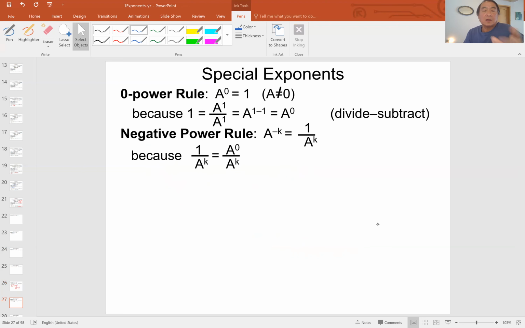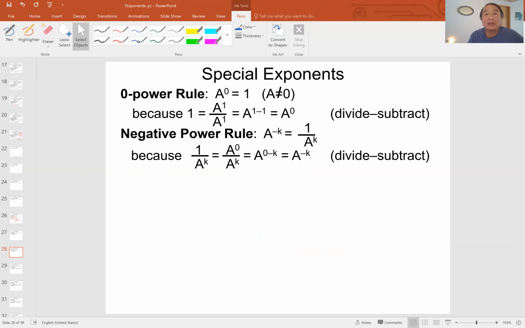Why? Well, because if I look at the flip of a to the power k, 1 is a to the 0. So I can write that as division in base a, and according to the division, I subtract the exponent. So 0 minus k is the exponent, and that's why I get negative k power. So read this backward. Negative k means it came from 1 divided by a to the k. It's the same. So negative power means to flip, reciprocate.